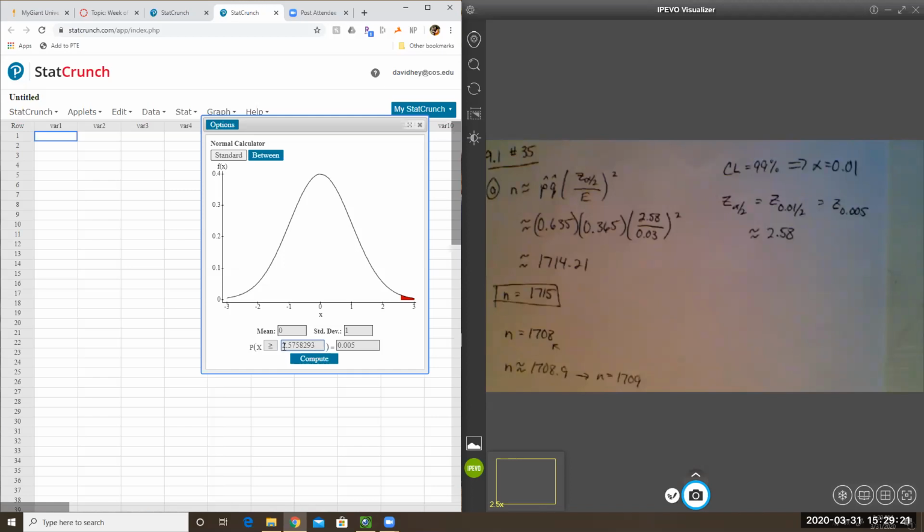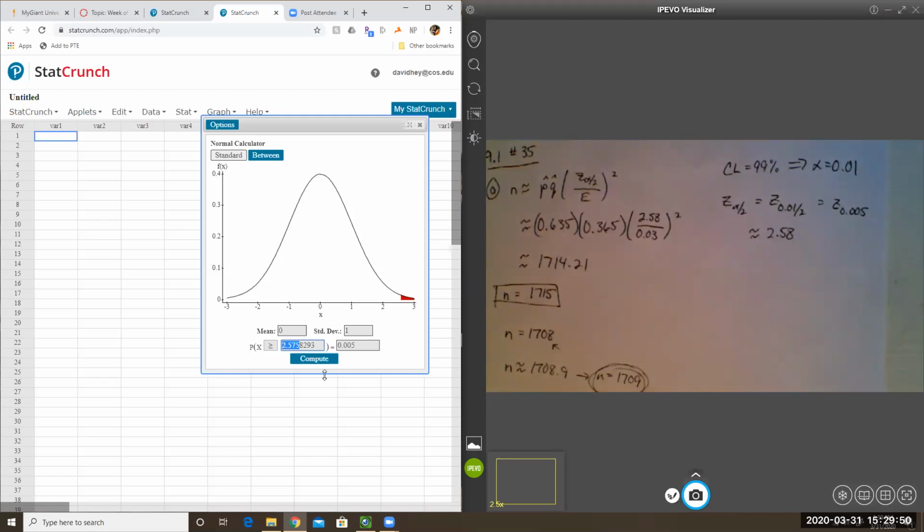When you use a chart to get the value, you actually get 2.575. So let me go back and replace 2.576 with 2.575. And sure enough, that gets me 1707.57, which when you round it to the next whole number is 1708. That's not a good answer though. This is a better answer. It's more accurate.